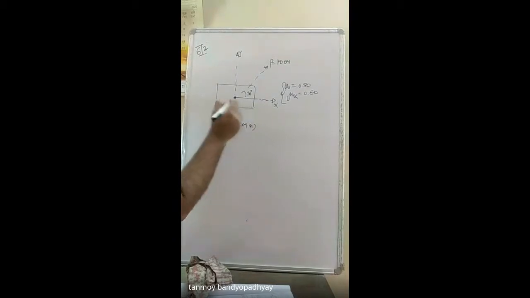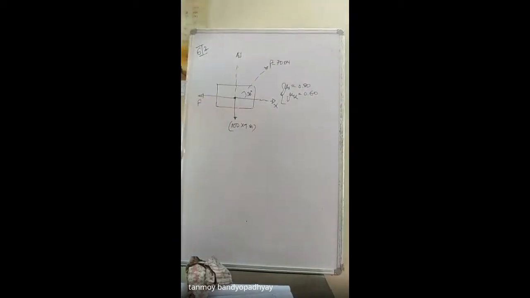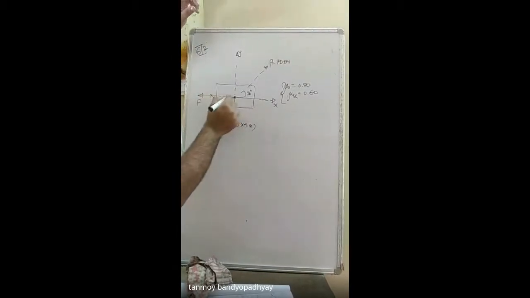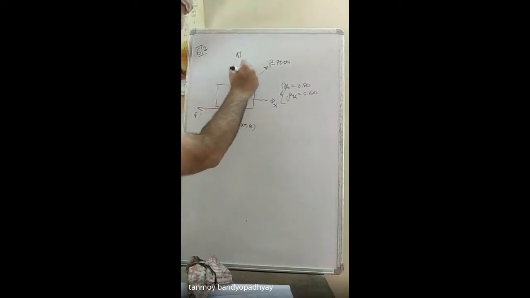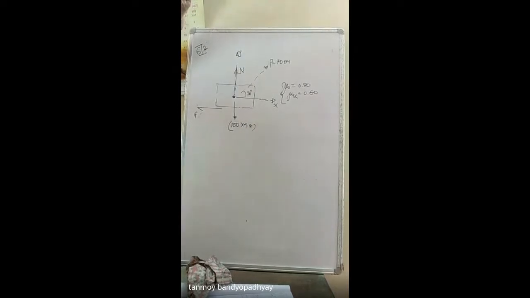In the first case I drew F acting at the center of the body, but this is actually wrong, because F doesn't act at the center of the body. It only acts at the contact surface, so better to draw it like this. We don't know F. And what else? There will be a normal reaction acting on the body. What else?